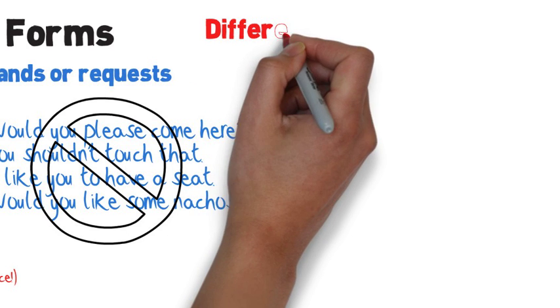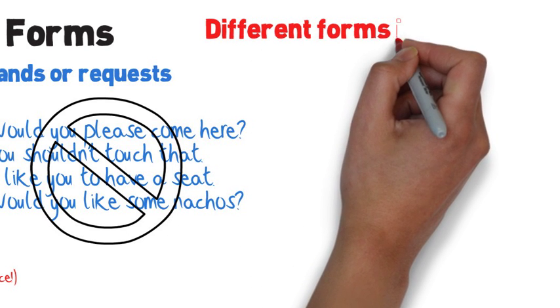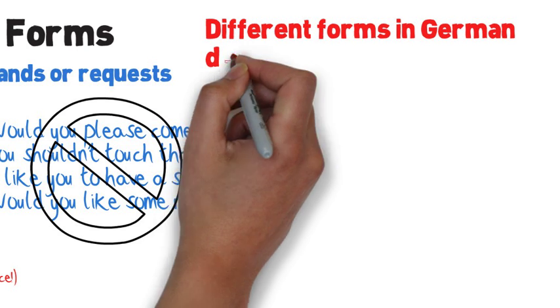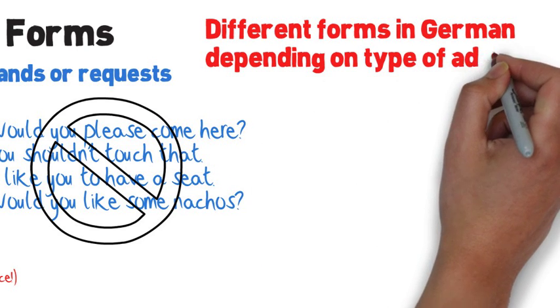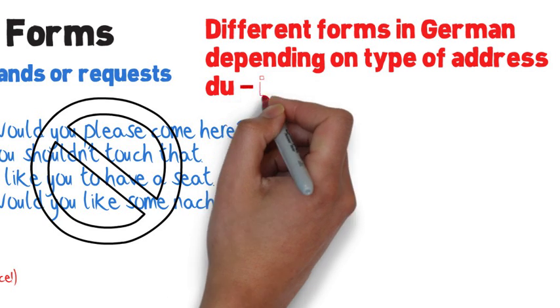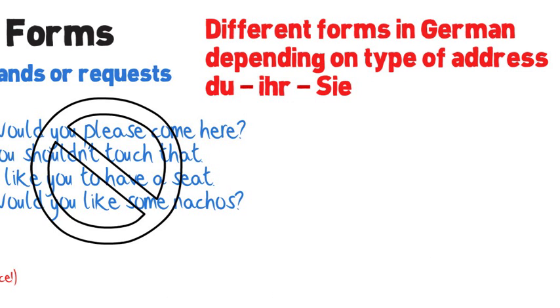Now, as you might have guessed, German has several different ways of making imperative forms, depending on who you're addressing. If you have to worry about which word you use for you or your in German, then you can be sure you'll also have to be careful about which command form to use, depending on whether you're talking to someone you'd address as du, ihr, or Sie.